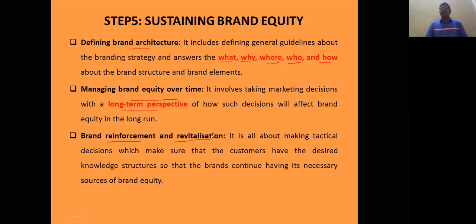Reinforcement in the sense that if the brand is performing well, then the brand performance has to be increased. And if the brand is non-performing, then the key elements must be studied regarding why the brand has failed, and this brand must be revitalized, that is re-energized, such that it performs well.